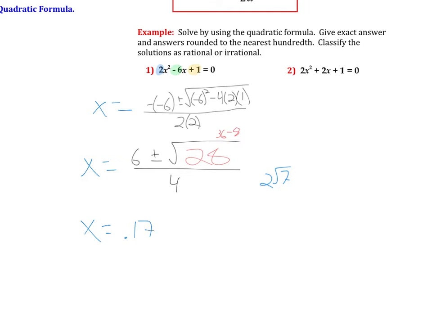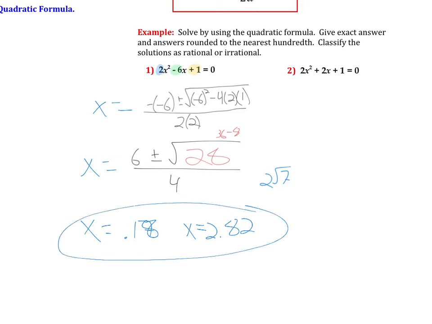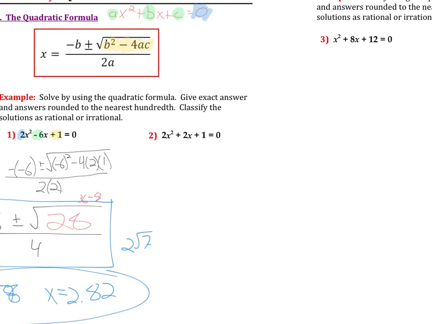0.177, how far are we supposed to round? 100th, so 0.18. And x equals 2.82. So these are the rounded answers. This would be an exact answer, and that exact answer has not been simplified, but again, that's a lesson for a different day. Since we have a radical that cannot simplify, it's not a clean square root, this would be called an irrational number. All right, next one.